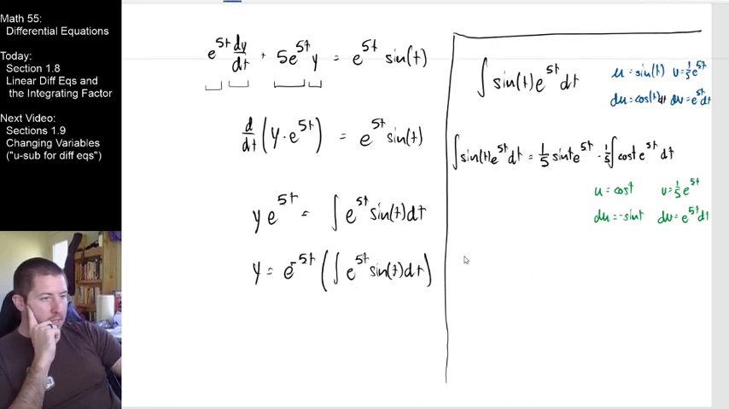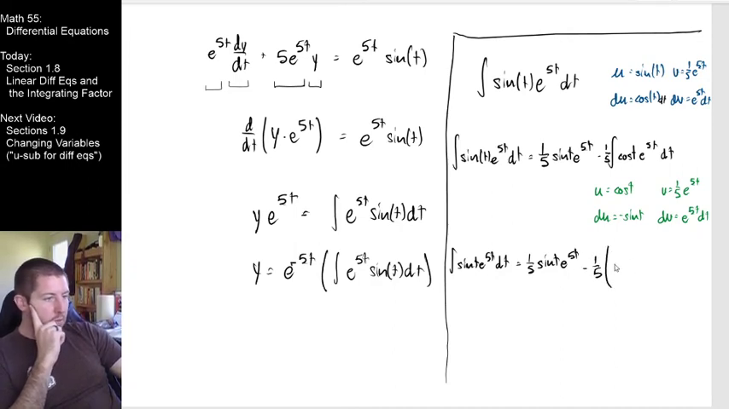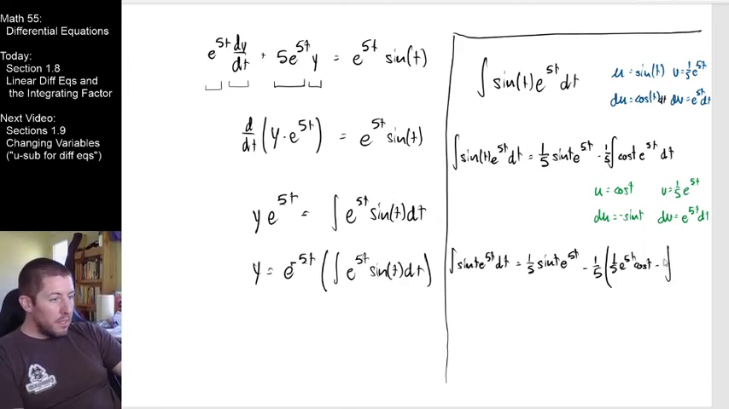So now I've got for myself an integral of sine t e to the 5t dt equals 1/5 sine t e to the 5t minus 1/5. And now I have uv. So I'm going to get a 1/5 e to the 5t cos t minus integral of v du. And that's going to be a 1/5. I'm going to make this a plus sign since du has a negative on it, so I'm subtracting off a negative. And I'm getting e to the 5t sine t dt.